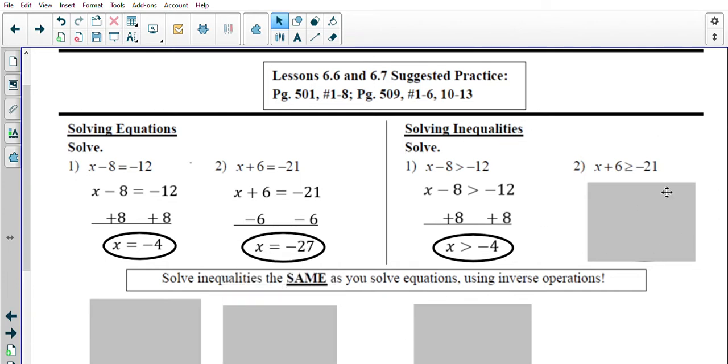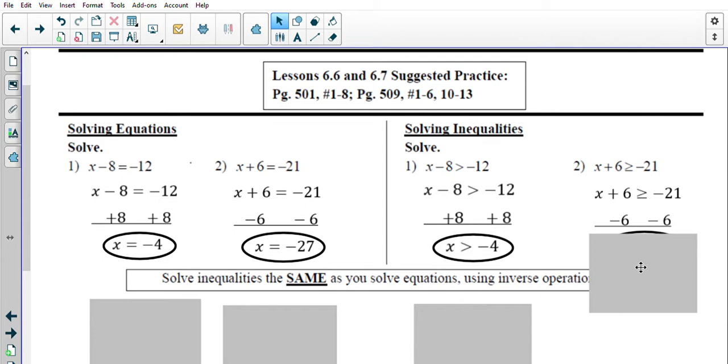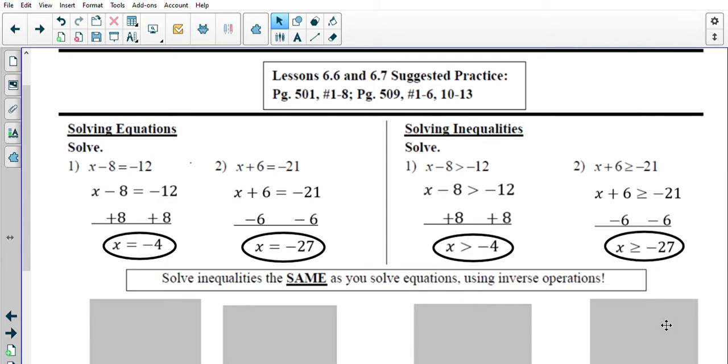Let's do the same thing for our inequality over here on the right-hand side. Again, the inverse of adding by 6 is to subtract by 6. Negative 21 minus 6 gets us negative 27. So our final solution is x is greater than or equal to negative 27. What's the main point here? We want to solve our inequalities the exact same way we solve our equations using those same inverse operations.